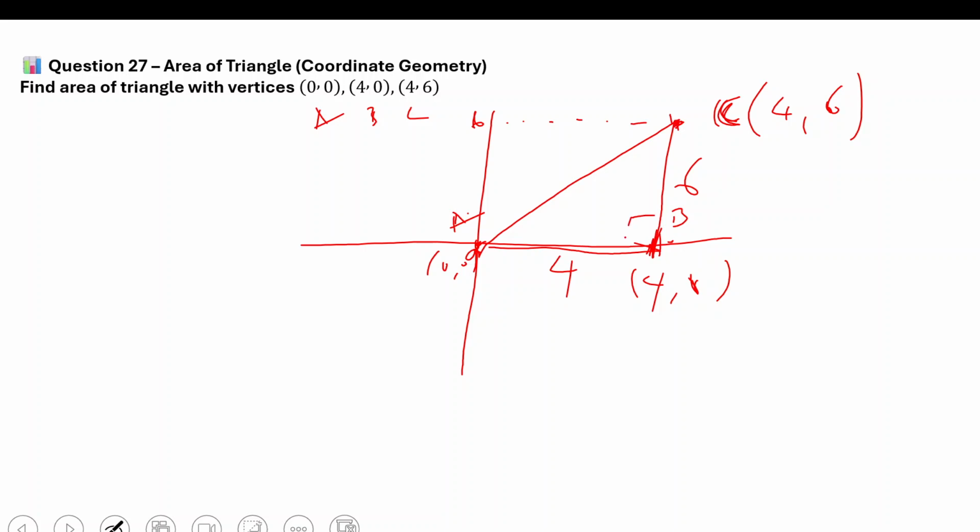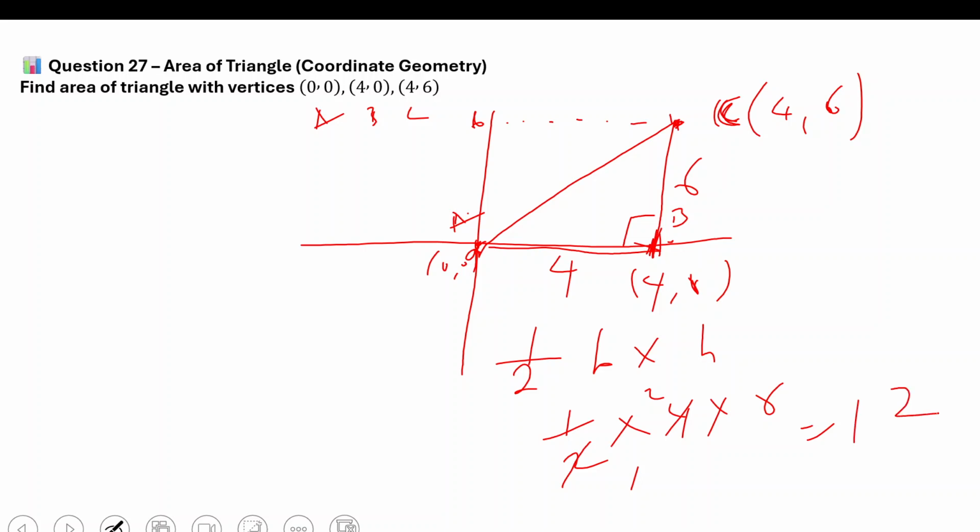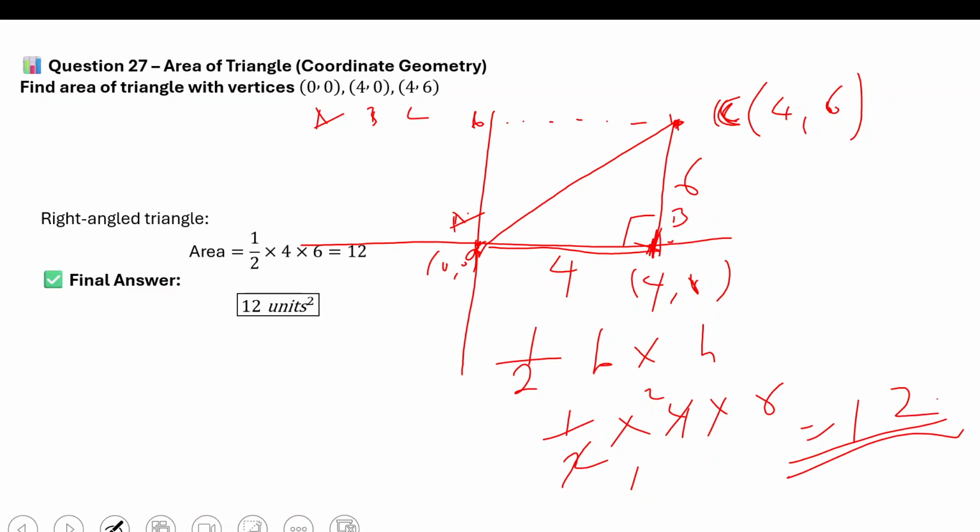So I have a right angle triangle, and so I should find the area. Area is half base times height. Half times base 4 times height 6. 2 here 1, 2 here 2. 2 times 6 is 12. So 12 units squared is the answer to this particular question.